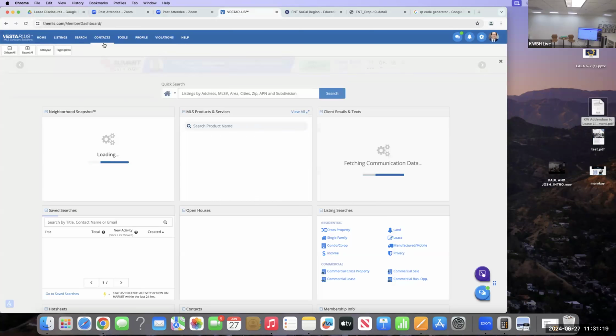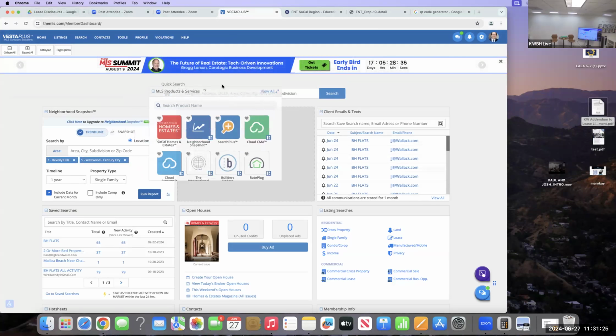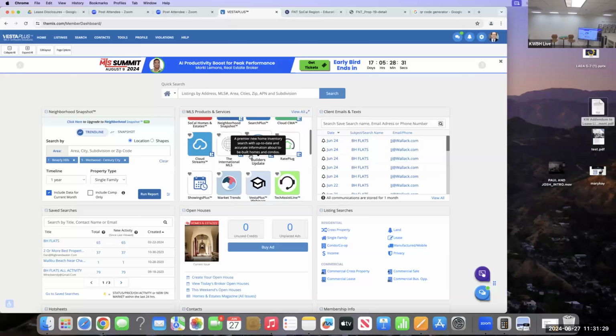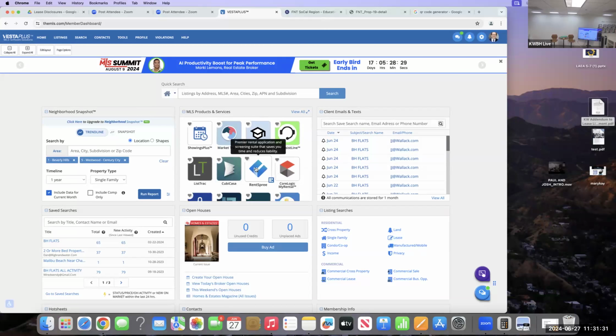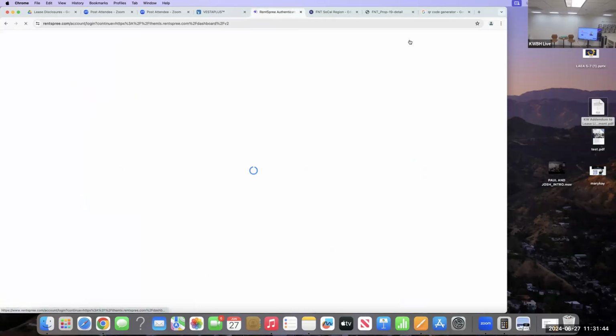So this is the MLS homepage. On the MLS homepage, there's a box called products and services. One of them is Rent Spree. You want to click on Rent Spree and create an account here. Is it free? It's free for us as agents. When you have a Rent Spree account, I'll show you. I'm going to log into my Rent Spree account.